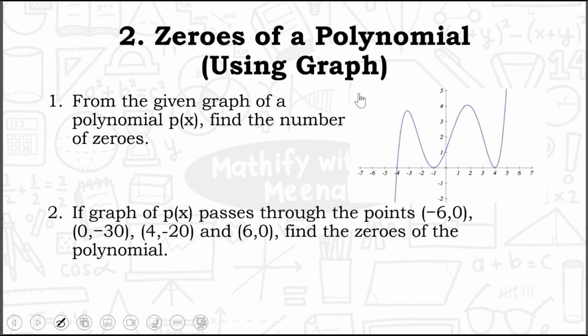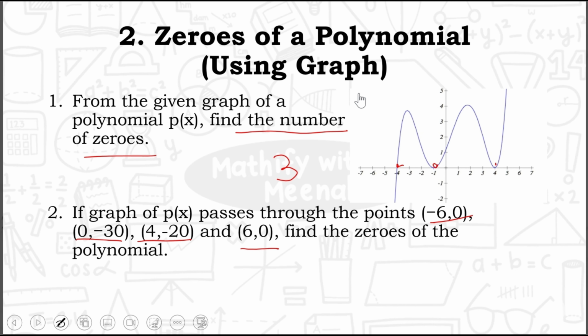In the first question, a graph is given to you and you have to find the number of zeros. How can we do that? You have to simply see at how many points this graph intersects the x-axis. It's 1, 2 and 3. So the answer is 3. Let's move to the second question. If the graph of p(x) passes through the points (-6, 0), (0, -30), (4, -20) and (6, 0), then you have to find the zeros of the polynomial.